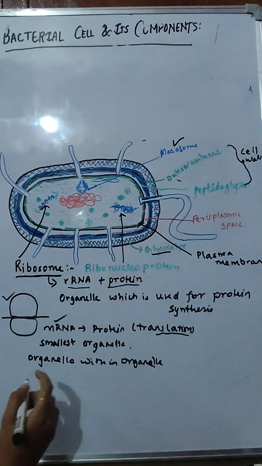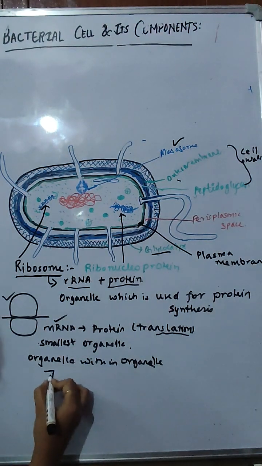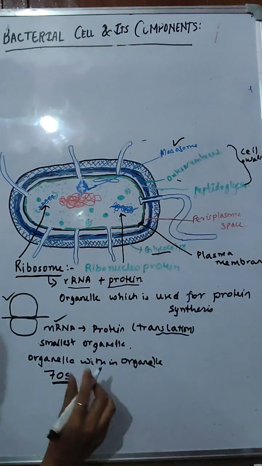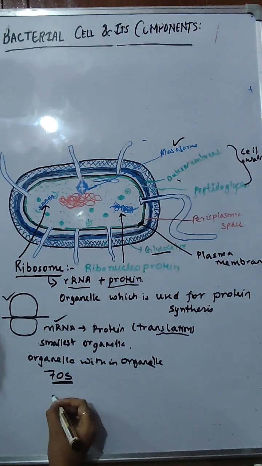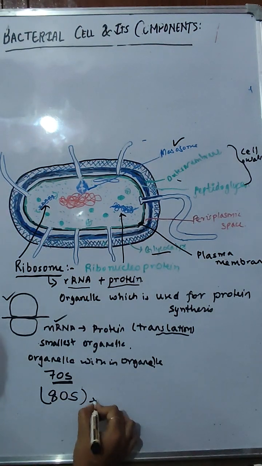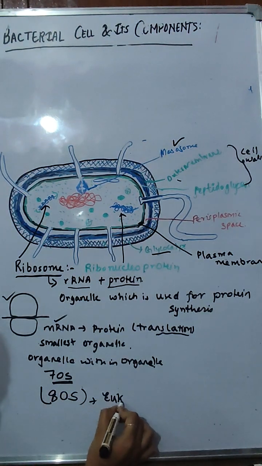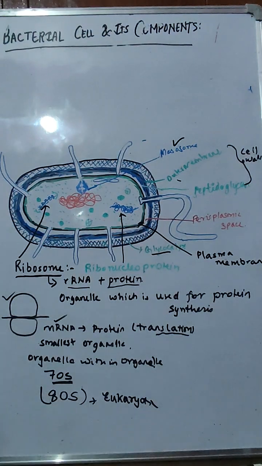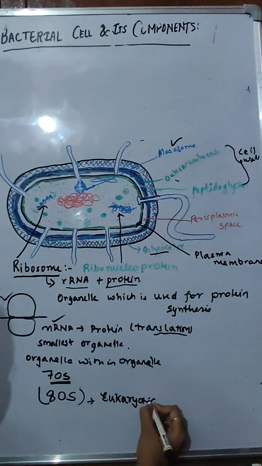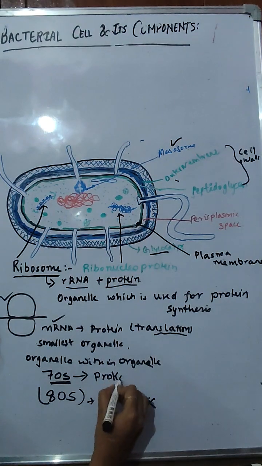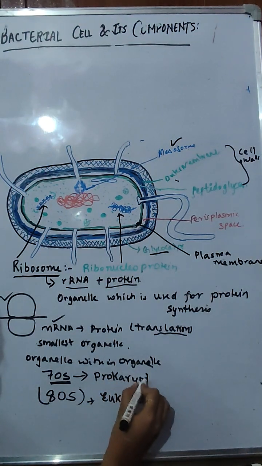What is the size or density? Ribosomes are of two types, 70S and 80S. 80S is present in eukaryotic cell, whereas 70S is present in prokaryotic cell. What is 70S and 80S? Let's see.